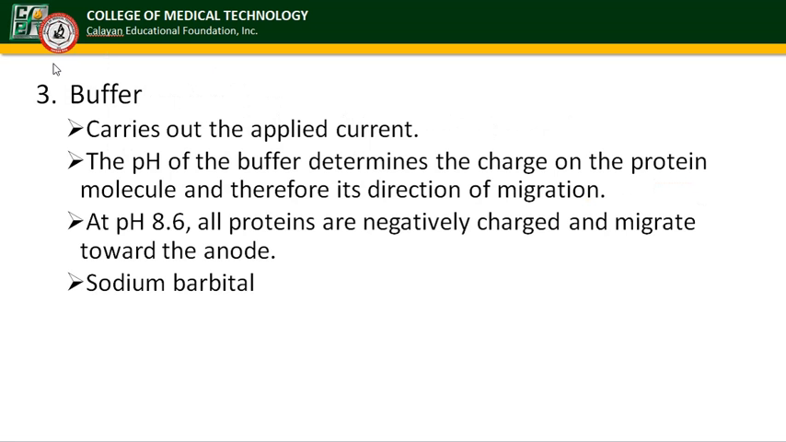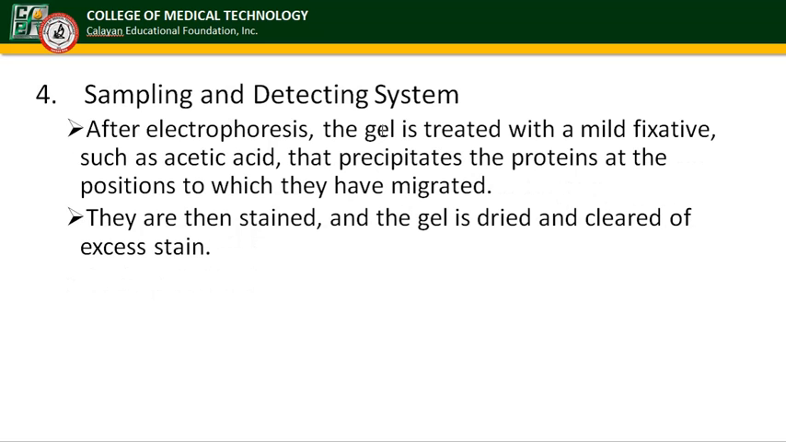Next component is the buffer. So, the buffer carries out the applied current galing sa ating kuryente, yung electric source. The pH of the buffer determines the charge of the protein molecule and therefore its direction of the migration. So, depende kung yung ginamit natin buffer, doon siya nakabase. At pH 8.6, all proteins are negatively charged and migrate toward the anode. So, example is the sodium barbital.